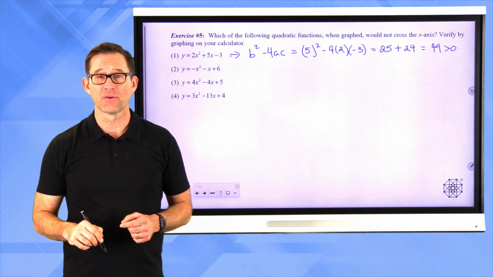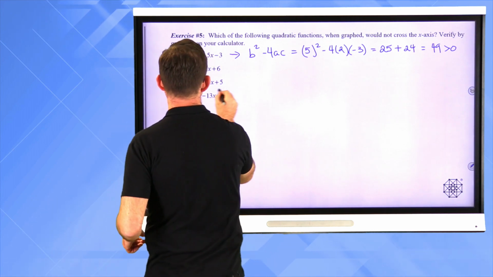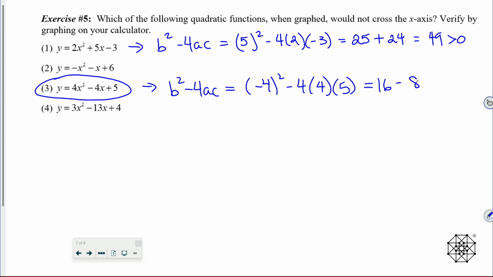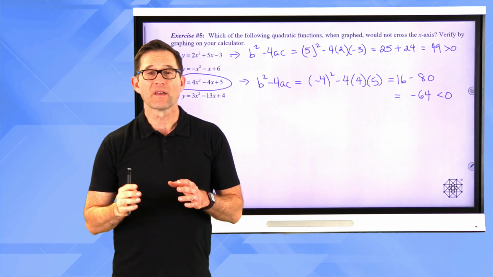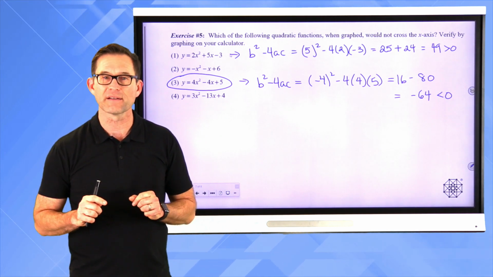That would have x-intercepts. Now the one that's actually our correct choice, because again, we could go through every one of those, is choice 3. And let's take a look at why. Right here, b squared minus 4ac ends up being negative 4 squared minus 4 times 5, which would be 16 minus 80, which would be negative 64. And that's less than 0, right? So because that discriminant is less than 0, that one should not have any x-intercepts.